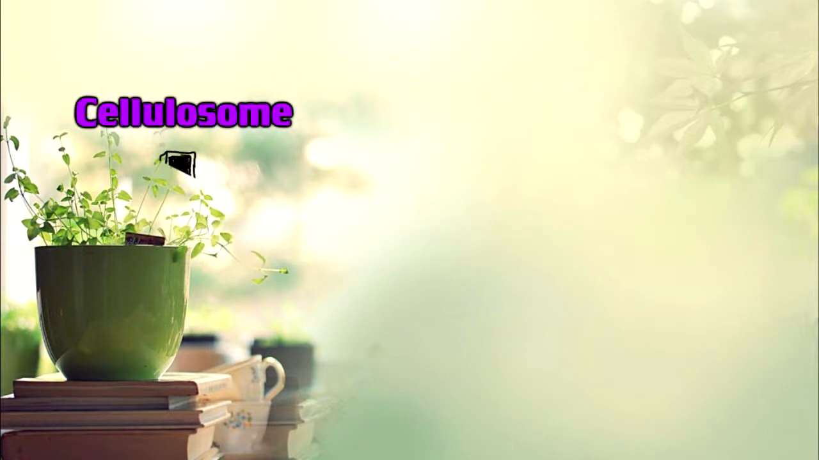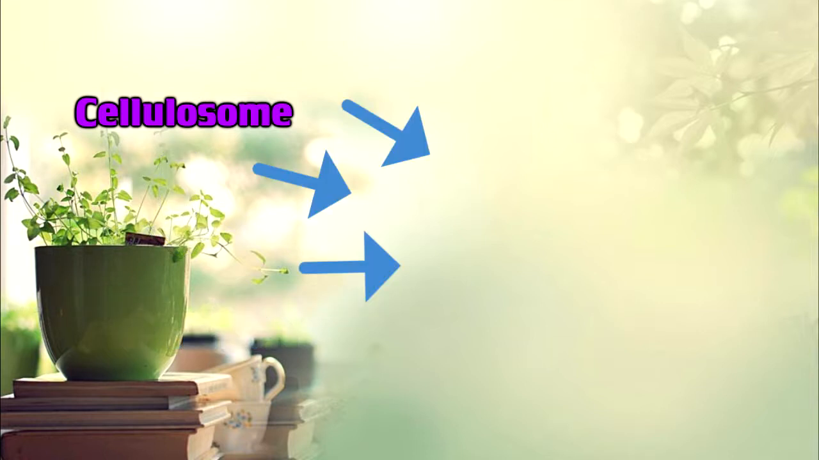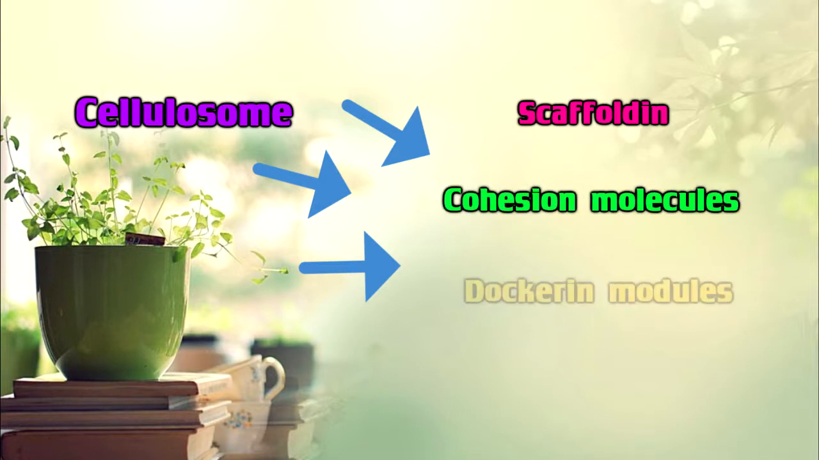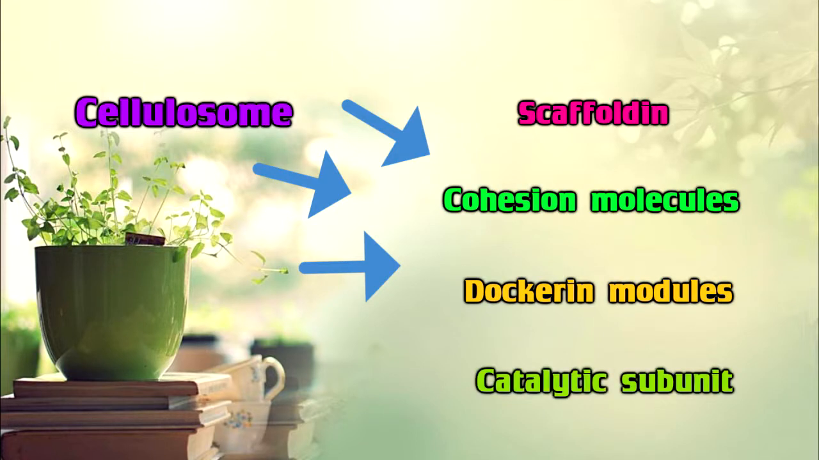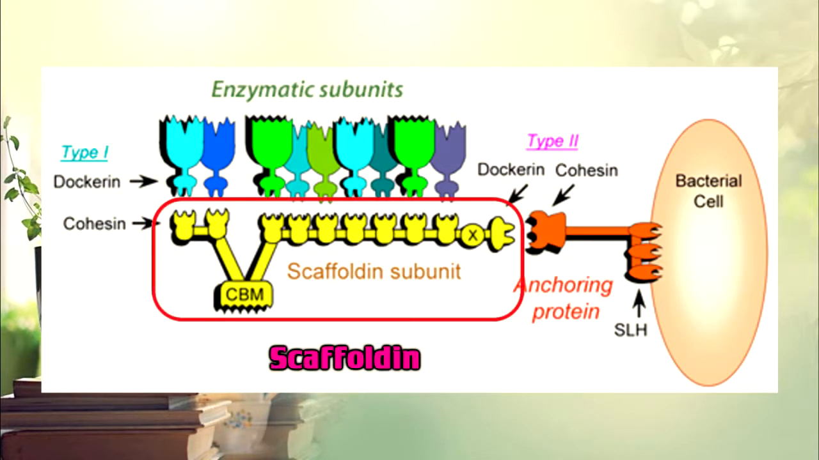Let's talk about the cellulosome. The cellulosome is designed for efficient degradation of cellulose. It consists of four major components, which are the scaffolding, cohesin modules, dockerin modules, and catalytic subunit. Firstly, the scaffolding subunit contains a single cellulose binding module together with numerous cohesin modules. The cellulose binding unit helps to anchor the unit to cellulose.